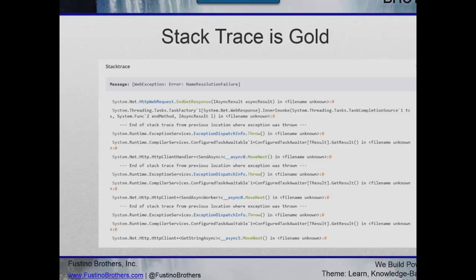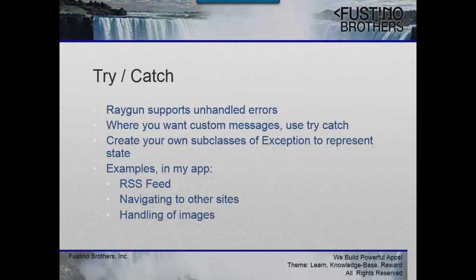A lot of times it'll tell you the exact line number in the code that had a problem, what page it was on. So it really varies in terms of what you get, but that is very, very useful. And what about try-catch? In your application, first of all, you don't need try-catch for Raygun to pick up the errors. It handles unhandled errors.